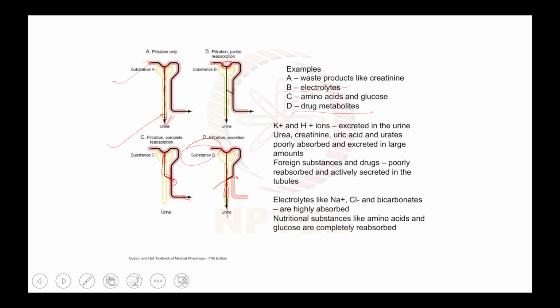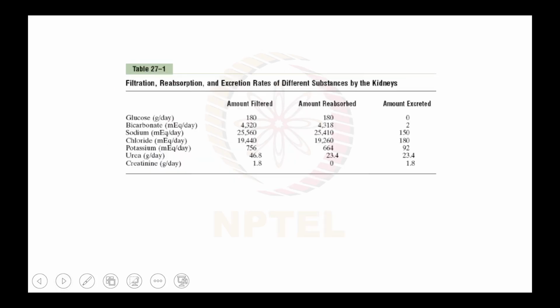So these are the different kinds of processes that take place according to the nature of the substrate that is being filtered or passed through the kidney. Here you can see glucose. 180 gram per day of glucose is filtered, and the entire thing is reabsorbed. So the amount of glucose excreted is zero. No glucose is excreted after the filtration. Whatever is filtered is reabsorbed again and brought back to the blood.